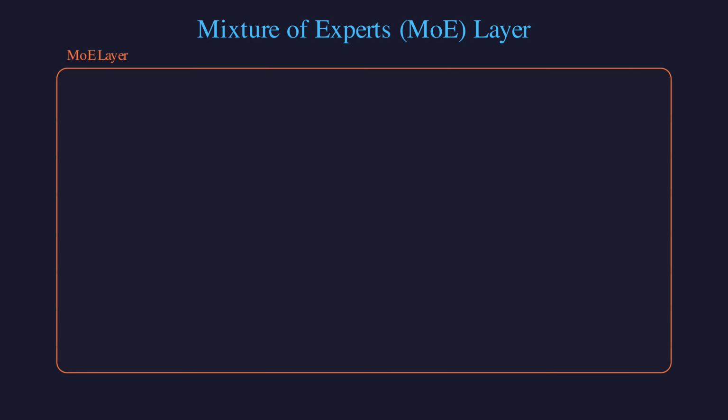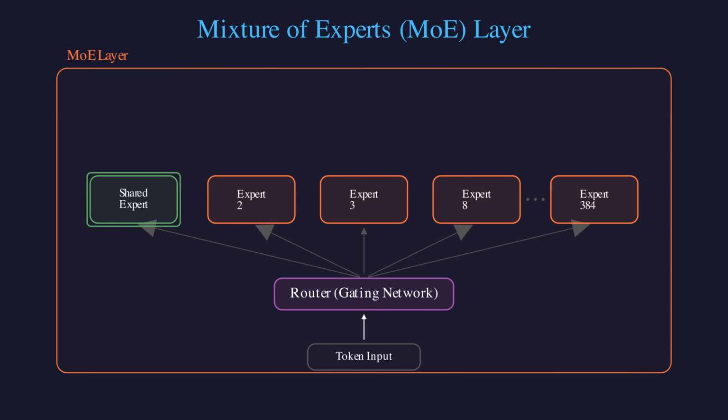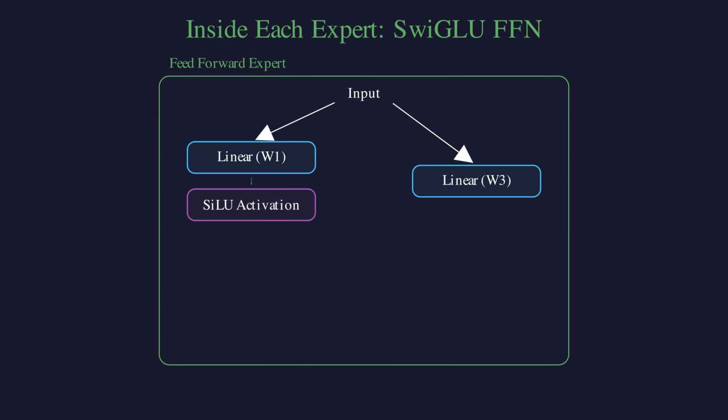Since mixture of experts is the backbone of this entire model, let's actually walk through what happens inside it when a token shows up. When a token enters a mixture of experts layer, the first thing it hits is a router, which is a learned gating network that looks at that token's representation and decides which expert should process it. Out of 384 total experts, the router picks 8, and then there's one shared expert that always activates regardless. So 9 experts fire for every single token.